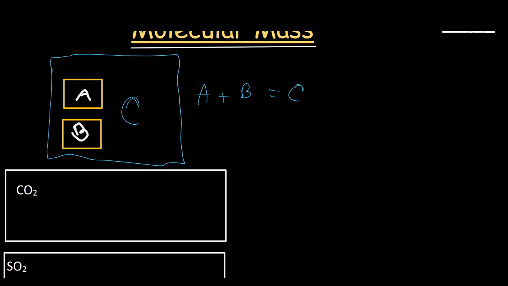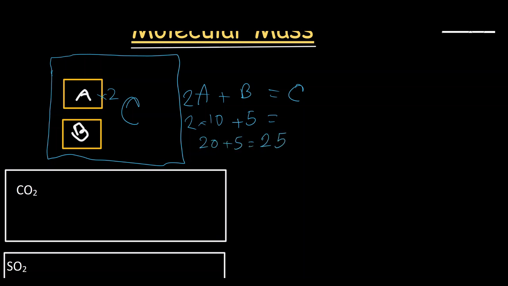What about if we put 2 of A? Now what is going to be the mass of C? Well, it's going to be 2A plus B. We can also explain this by putting some numbers here. Let's say A is 10 kilograms. So we have 2 into 10 plus B. Let's say B is 5. Well, that becomes 20 plus 5 equals 25.